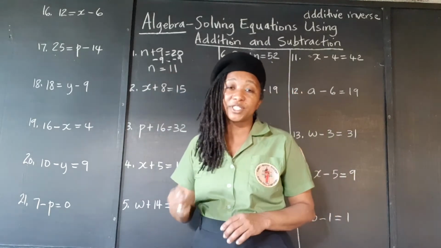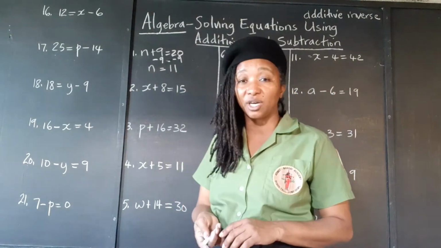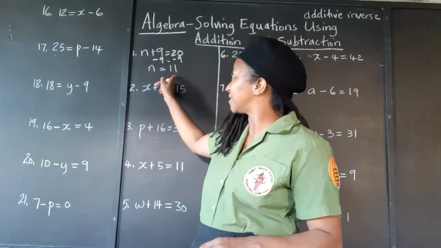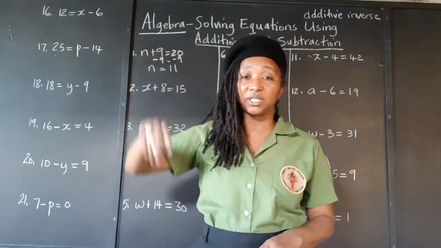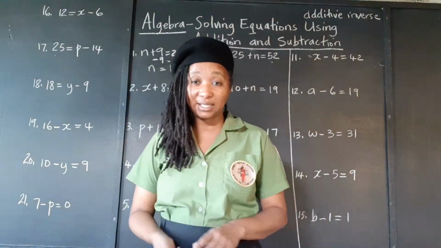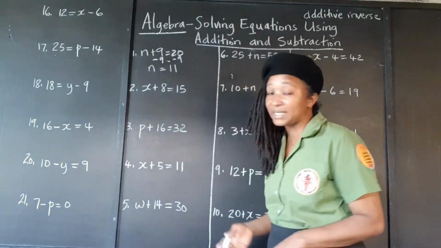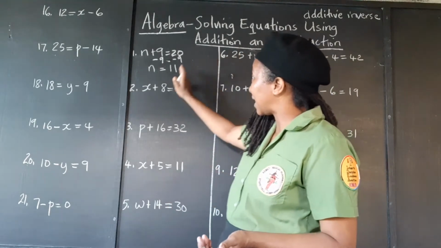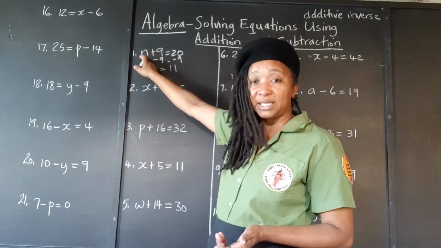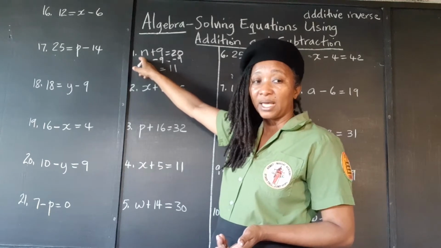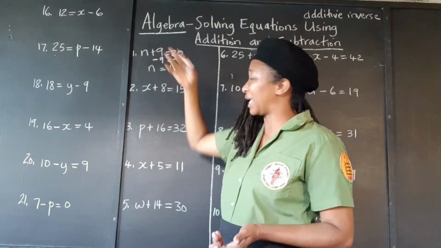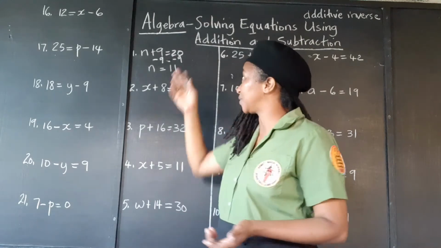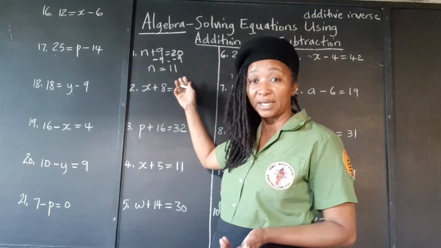Now, whenever you solve an algebraic equation, it's a good idea to go back and plug this answer into the original equation and see if it makes sense. So let's do that. We're saying n is 11. Is it true? If I take 11 and plug it in here, 11 plus 9, do I get 20? Yes, I do. 11 plus 9 gives 20, so we know that we're correct.